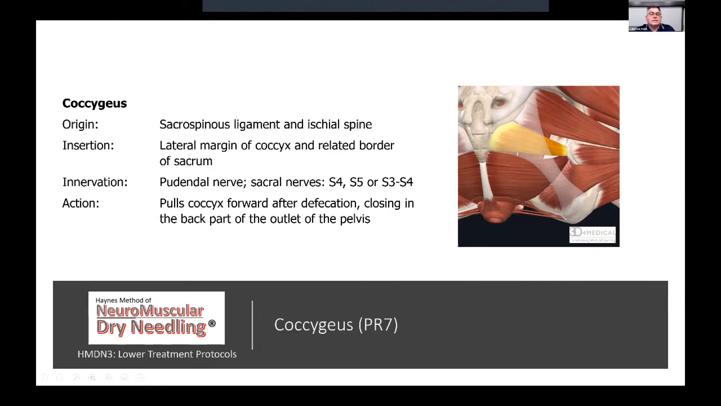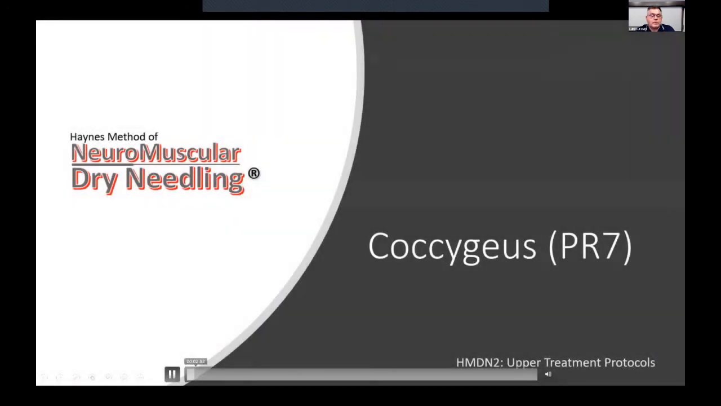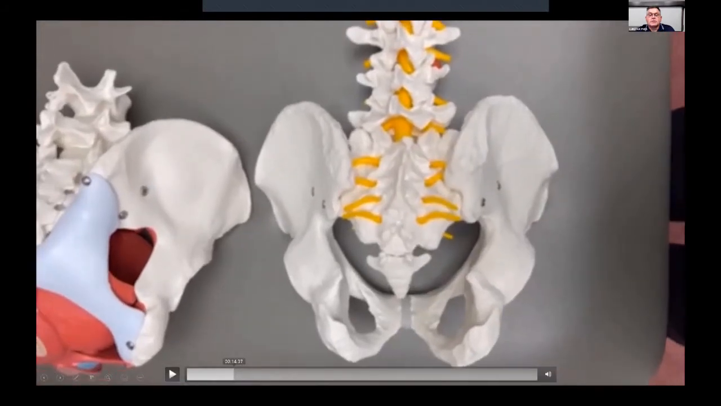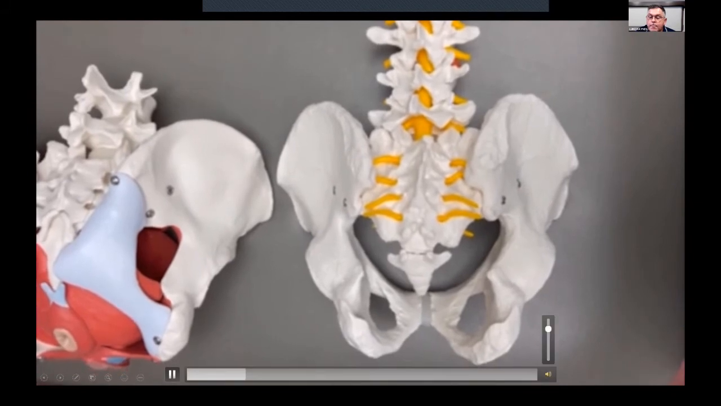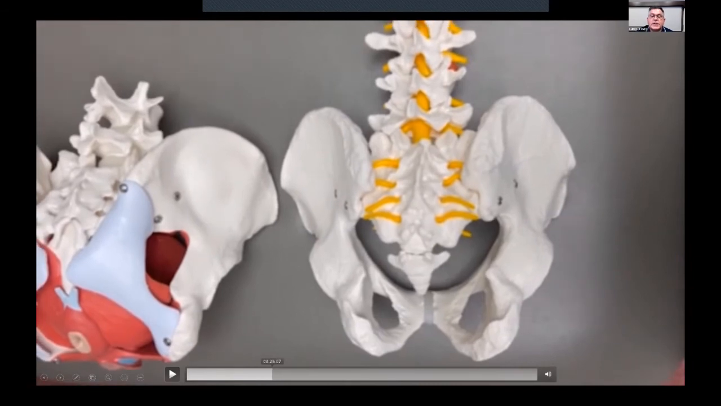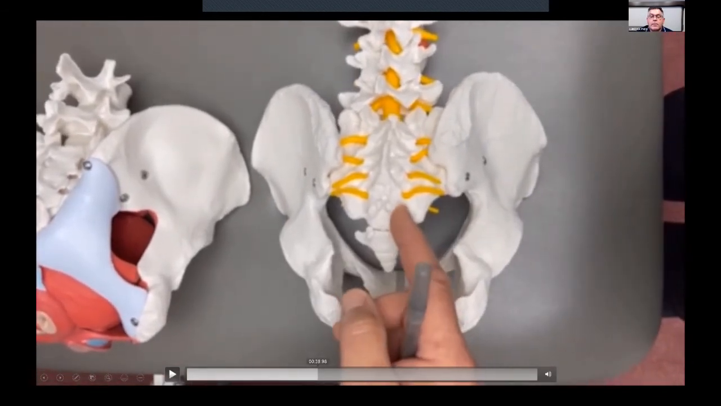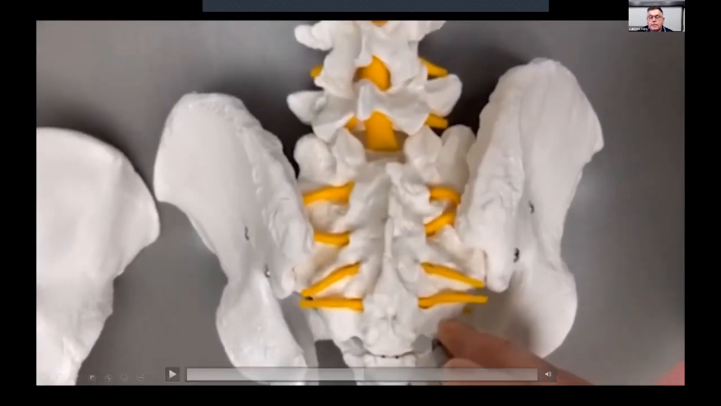So we get to coccygeus. So I've got a little model that I've used here. Needle length here will be 2 up to 3 centimeters, and there will be no backdrop. Precautions here for the sacral nerve. So for coccygeus, coccygeus is at the junction of the sacrum and the coccyx.